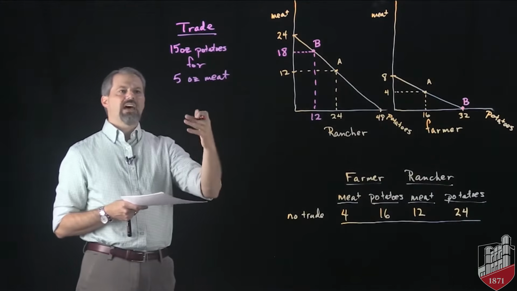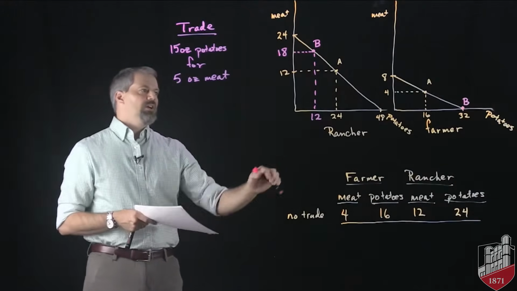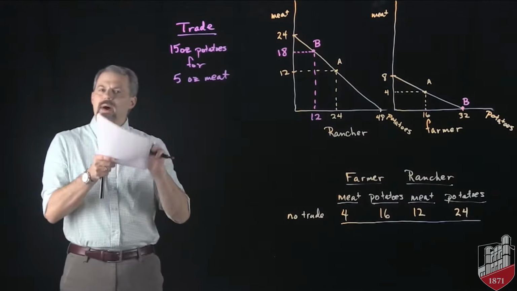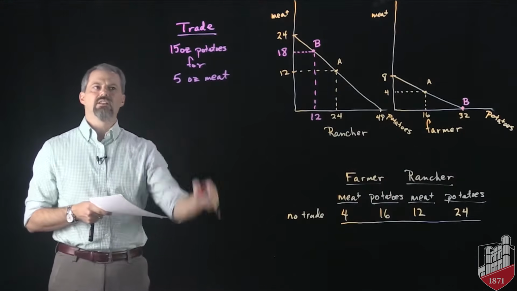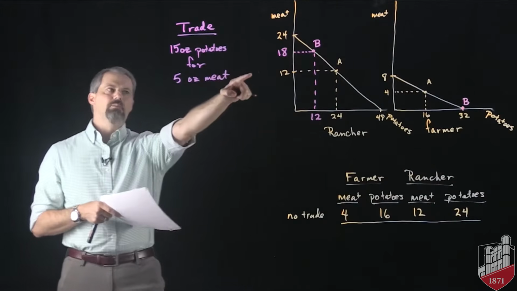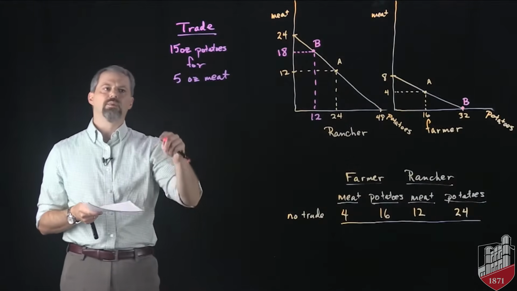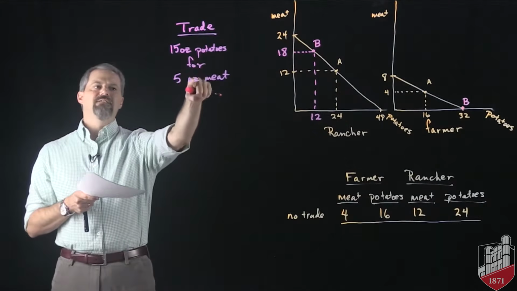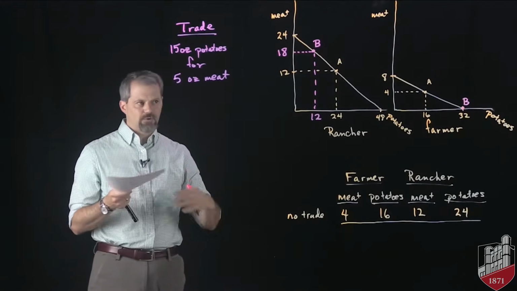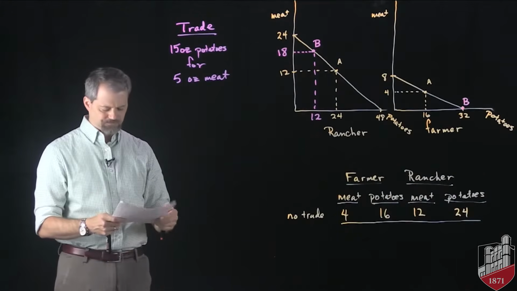Now we can think about that trade from either person's perspective. Because the farmer is only producing potatoes, the farmer is going to pay for 5 ounces of meat with 15 ounces of potatoes. The rancher is going to be producing mostly meat and very little potatoes, so the rancher is going to be paying 5 ounces of meat for 15 ounces of potatoes. So it depends on whose perspective you're looking at. They're just mirror images of each other.